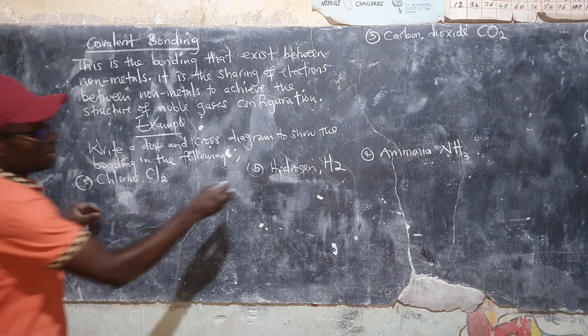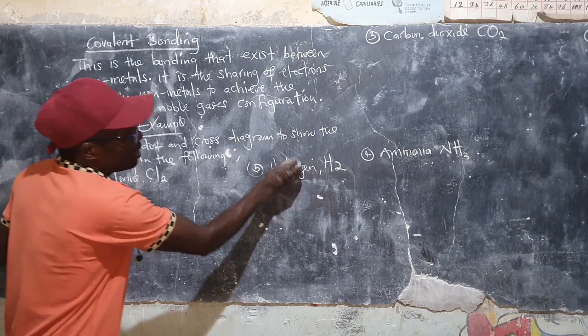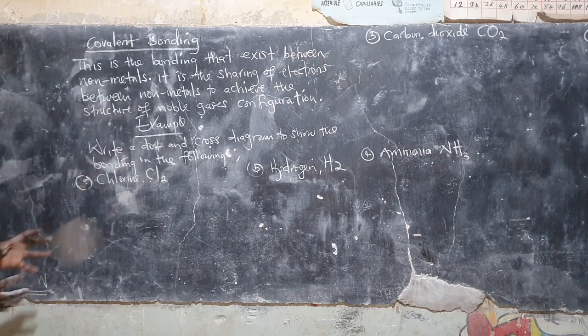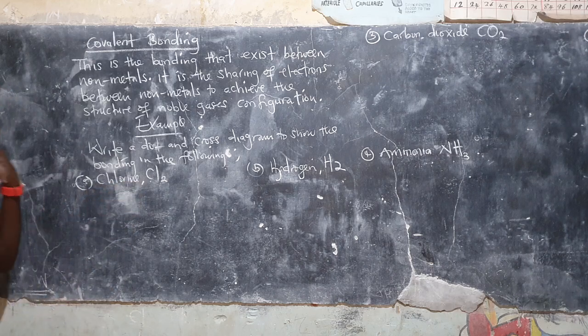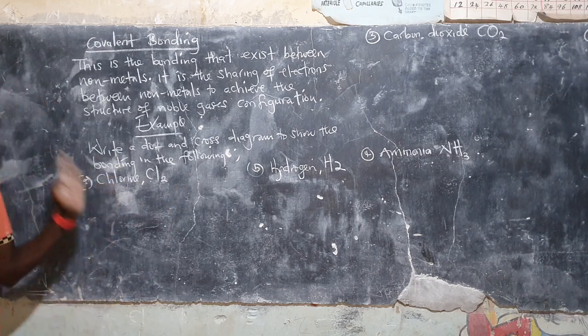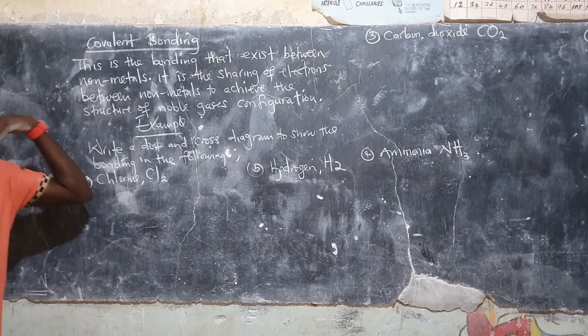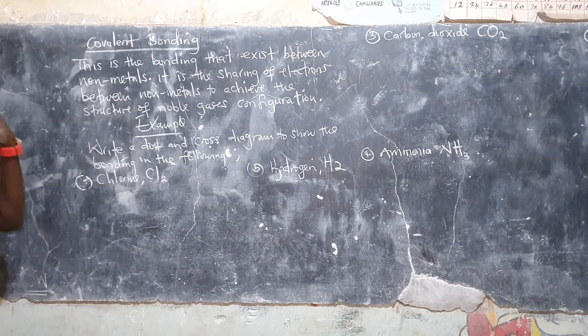If you check on your periodic table, when you are writing the electronic configuration, you'll find that those ones are very stable. They have 8 electrons in their outermost shell. So for any element to be stable, it can either have 2 electrons in its outermost shell, or it can have 8 electrons in its outermost shell.